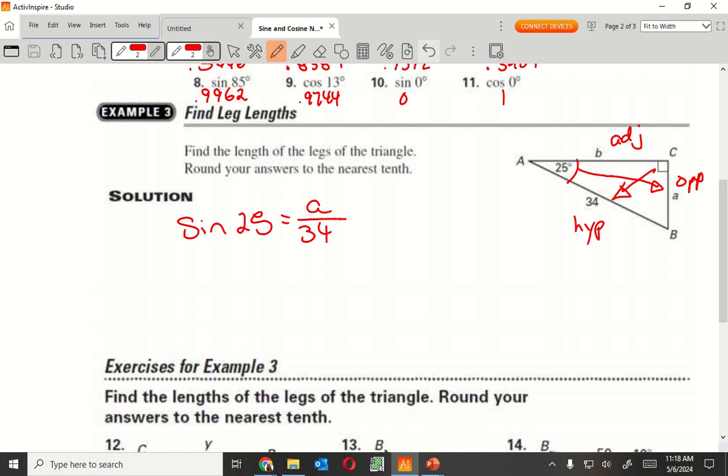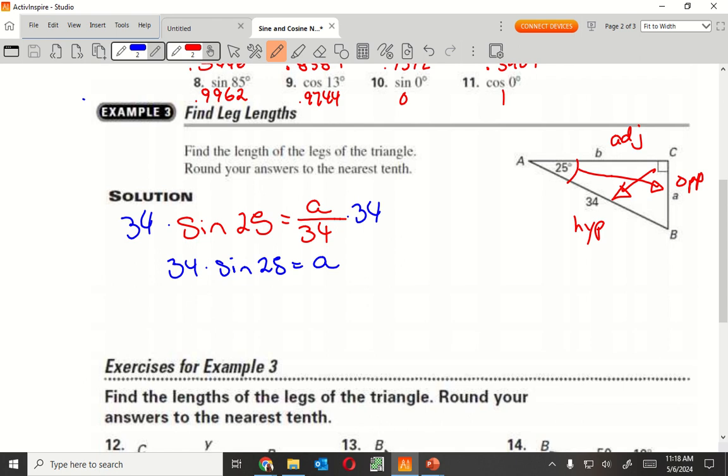Now we got the same type of problem that we were working with last week when we were doing the tangents. I need to try and get my variable, my a, by itself. What am I going to do to both sides? I'm going to multiply both sides by 34, because I always multiply by what's on the bottom to clear out my fraction. So 34 times the sine 25 is equal to my little a.